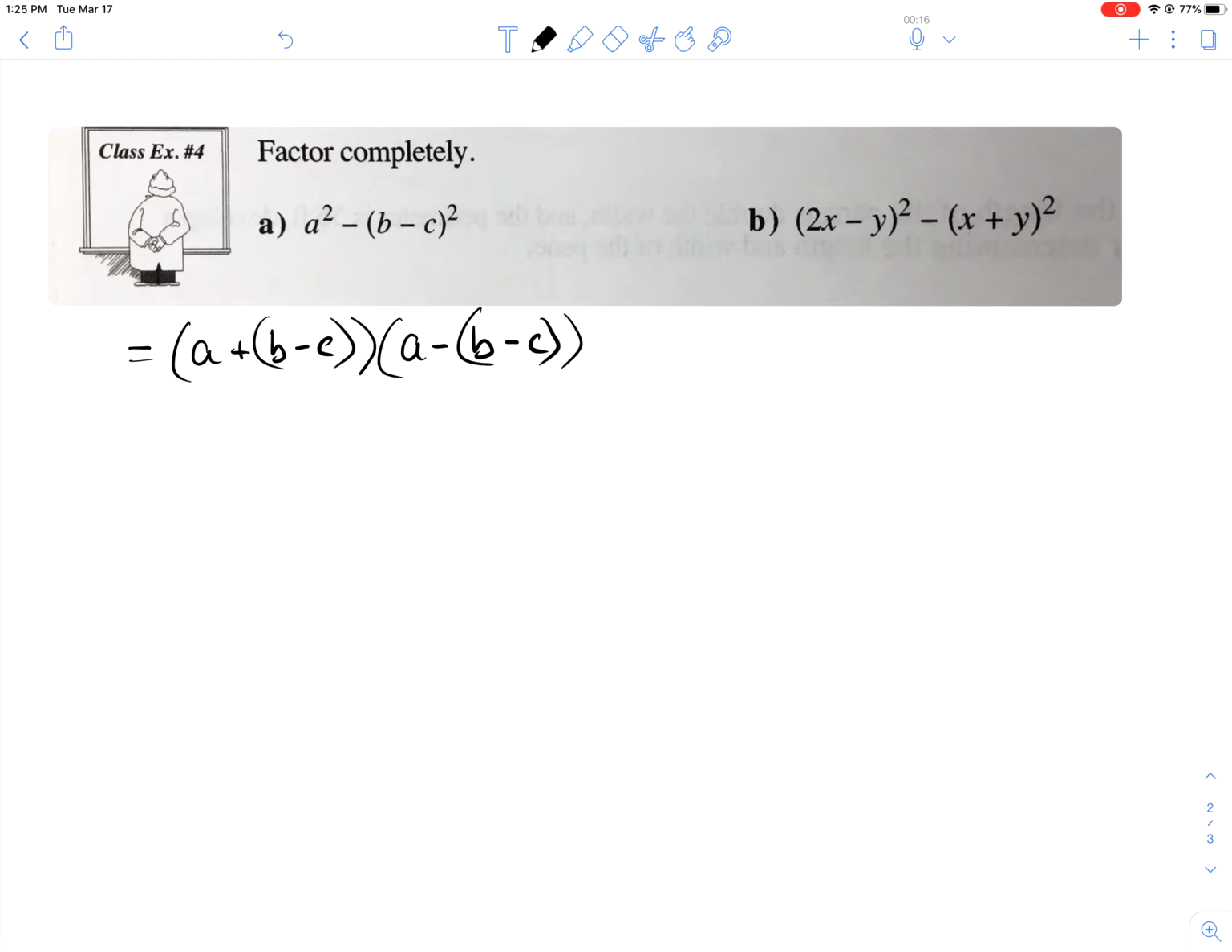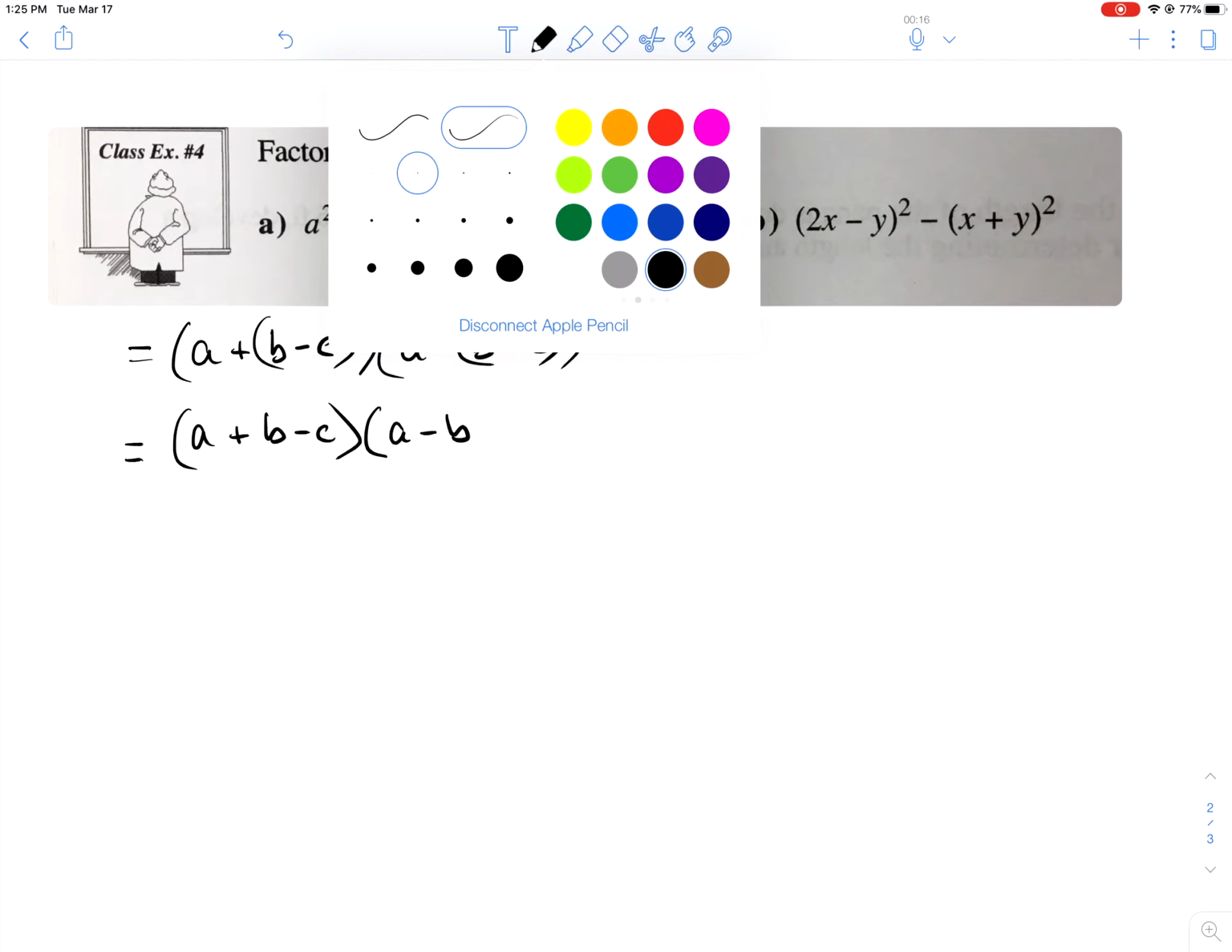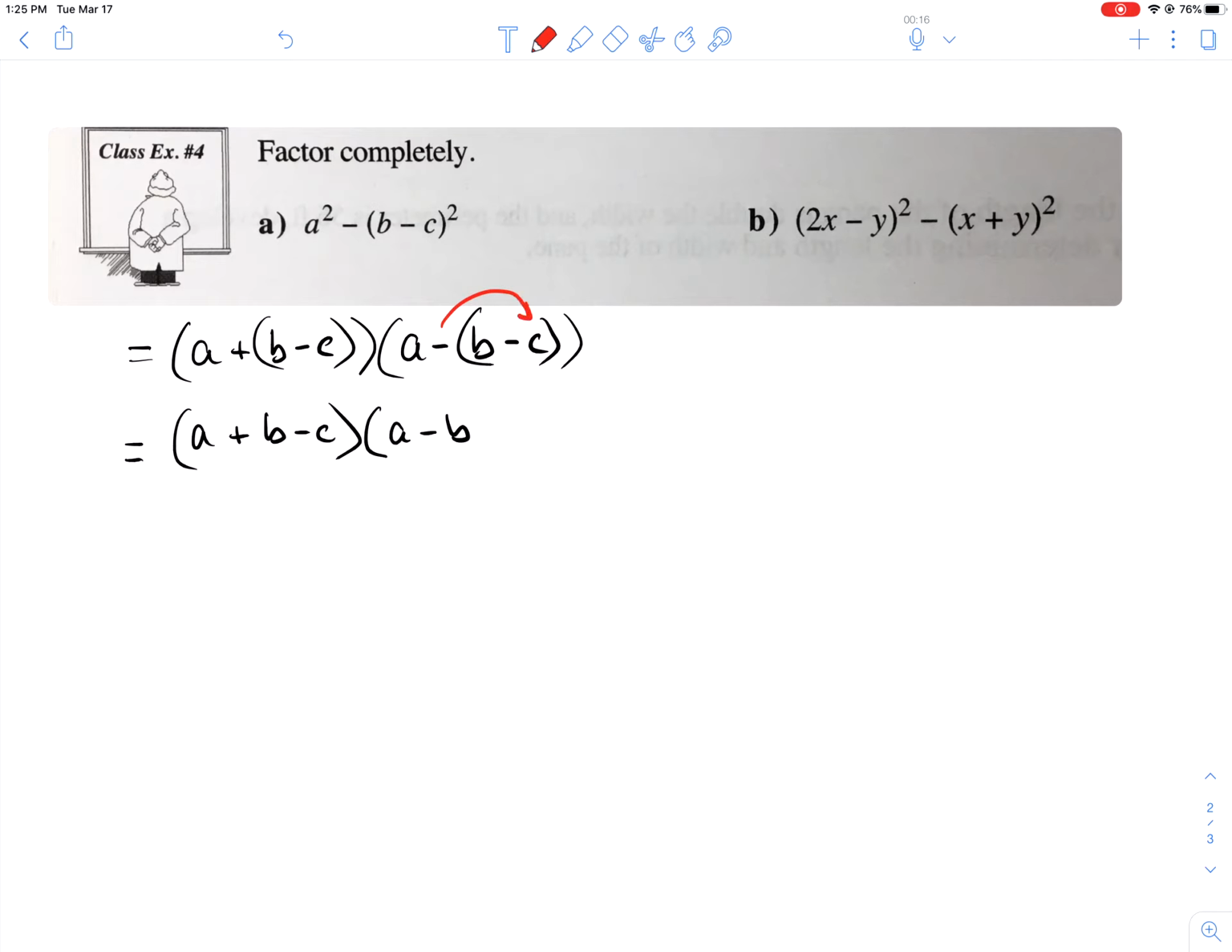Now, why do those brackets matter? They don't really change much in the first factor, so I'm still just going to have a plus b minus c. In the second factor, though, a minus b, we have to remember to apply that negative to the negative c. So we get plus c. That should be in black. Aesthetics. And that's it.